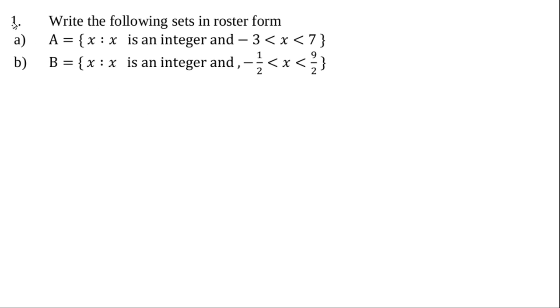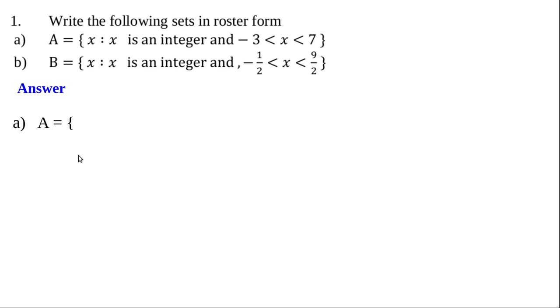Let us see our first question. Write the following sets in roster form. Set builder form is given. What is the first question? Question A. A is equal to the set of all x such that x is an integer and negative 3 less than x less than 7. We want to write this set A in roster form. Let us start. Answer to question number A.